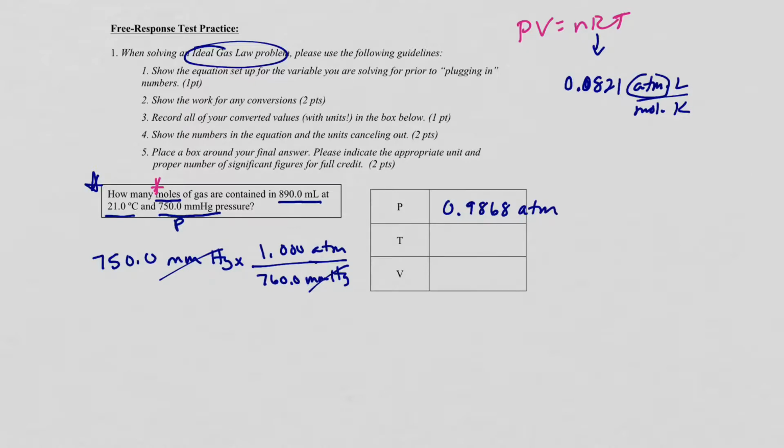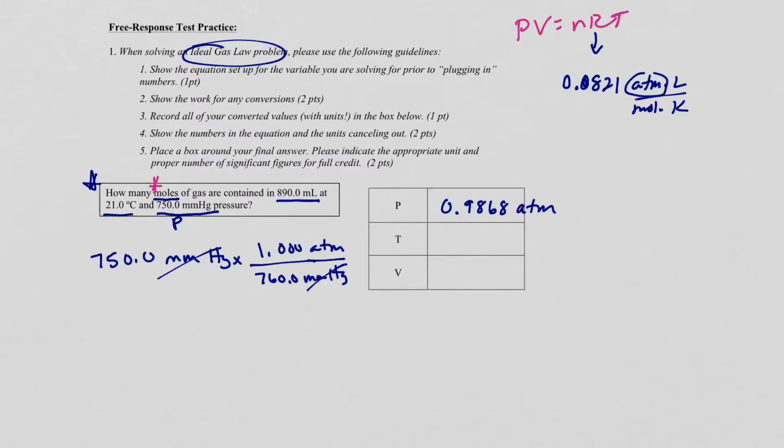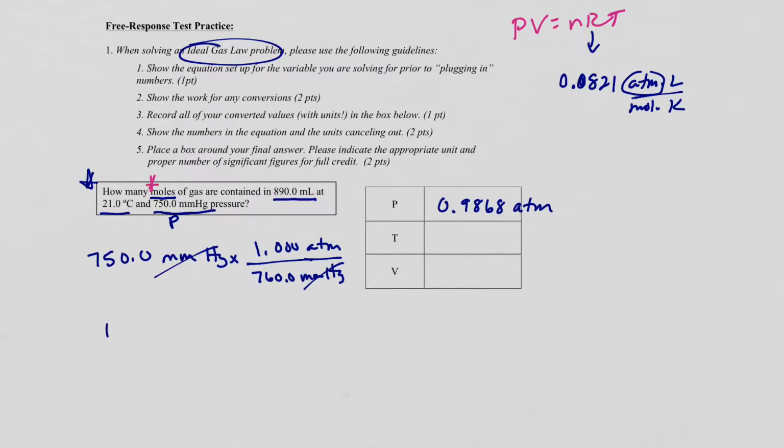The temperature in this case is 21 degrees Celsius, but we need to convert that to Kelvin. So Kelvin is Celsius plus 273. Celsius temperature 21.0 plus 273. And so our temperature here is 294 Kelvin.